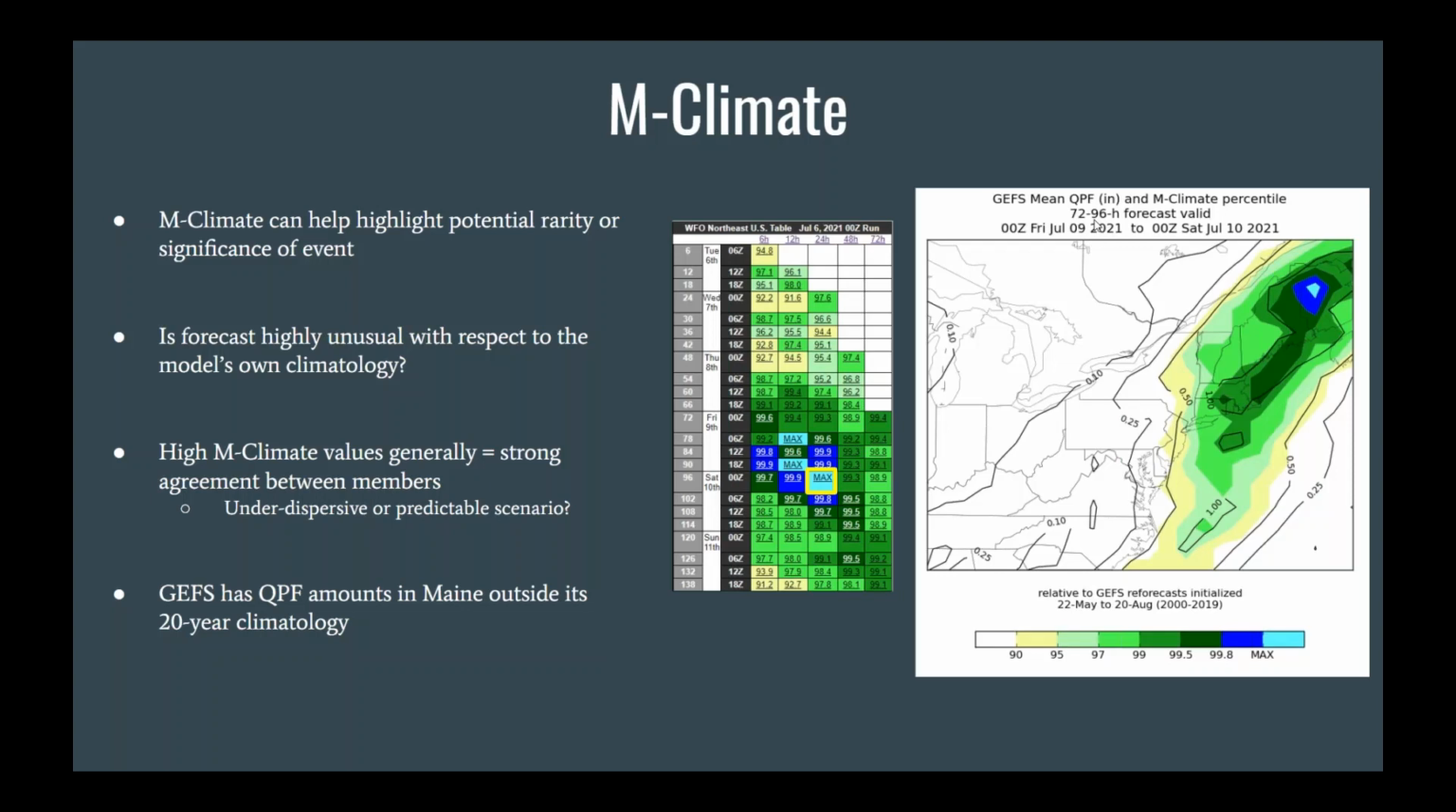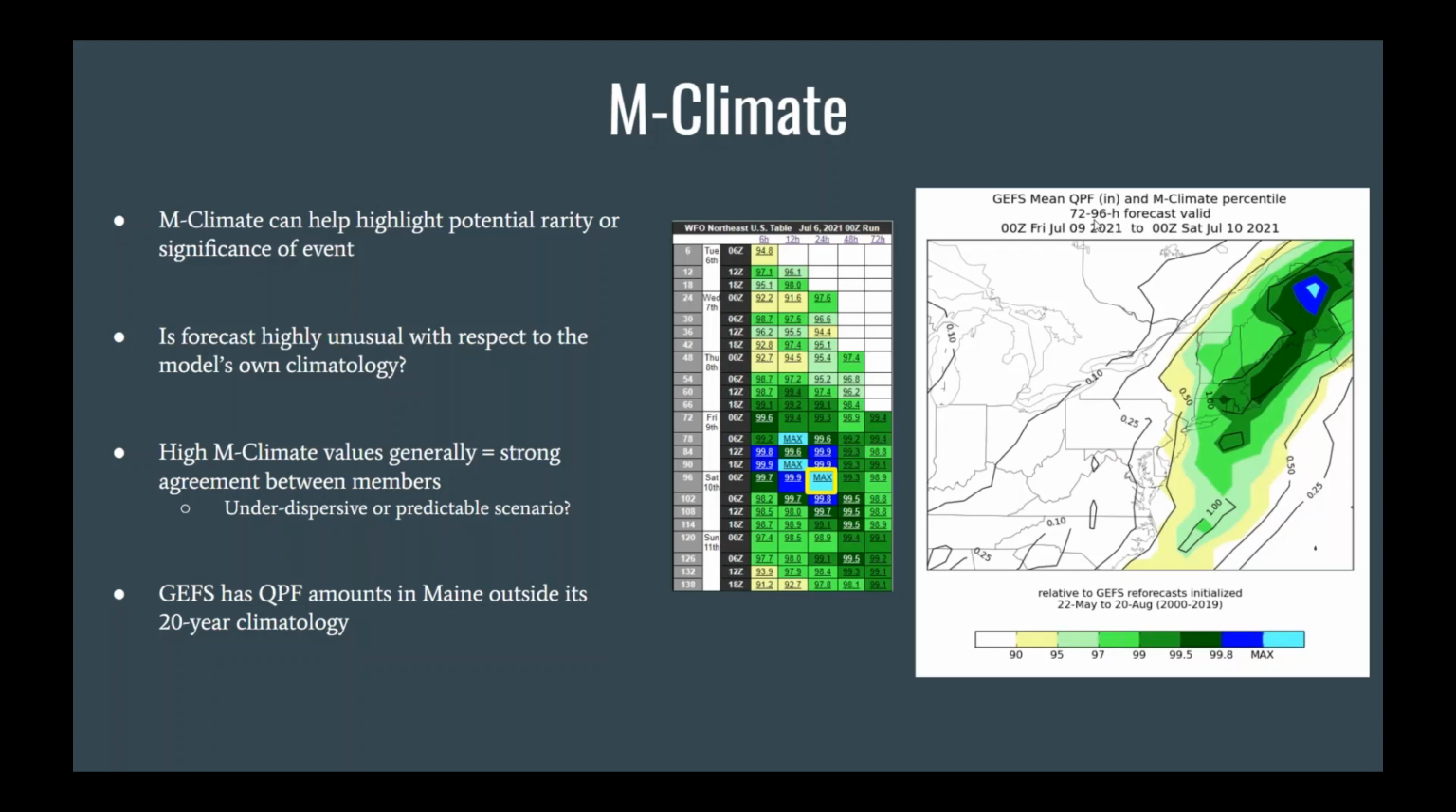Ensembles traditionally have a reputation for being under-dispersive, including the GEFS, although this version of the GEFS is not as under-dispersive as previous versions, but it's still going to be a little under-dispersive. So you have to consider that possibility, or is it a more predictable scenario? In my experience, most of the time when you get really high anomaly values out of the NAEFS ensemble or the GEFS for M-climate, it's usually a more predictable event.